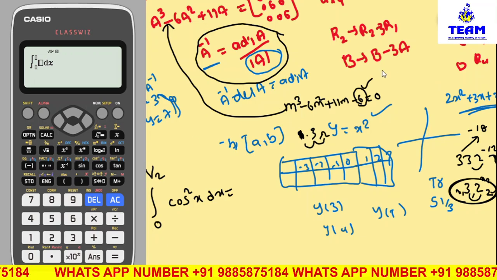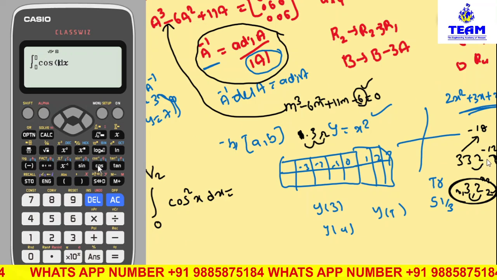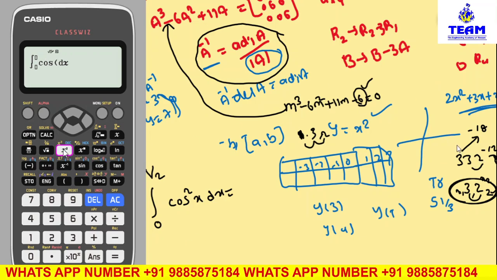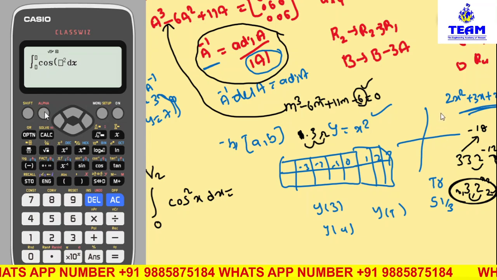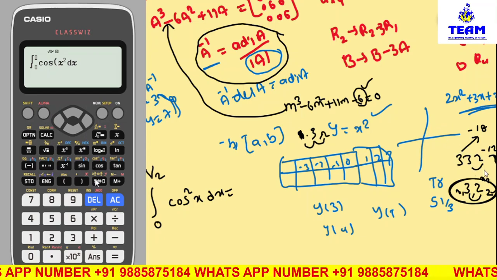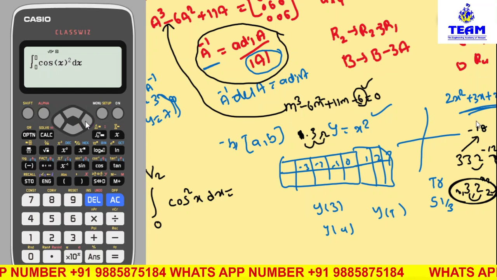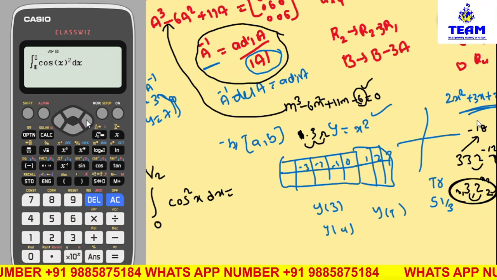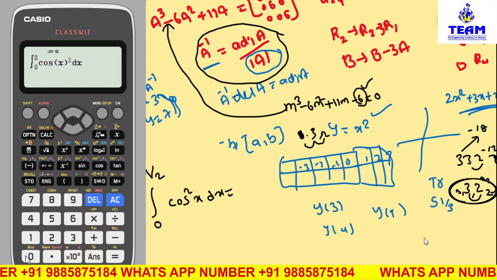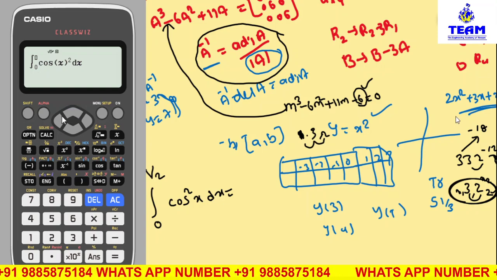What you want is 0 to pi by 2 of cos square x. Cos is there, yes. Square means cos square x, I require it in this bracket, yes, x I have, close the bracket. Now the limits, you see, friends: the lower limit is 0. Next I want the upper limit, pi by 2.